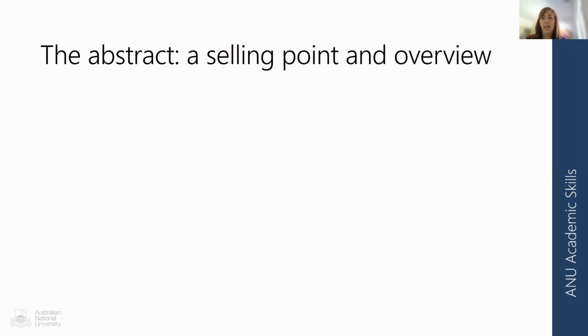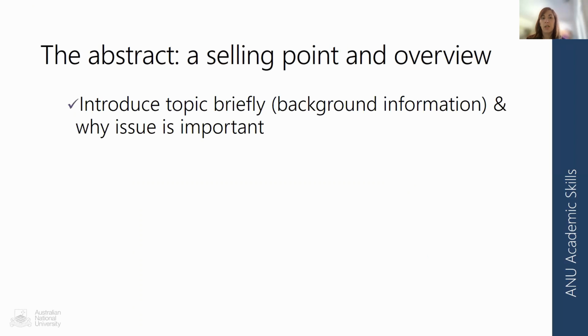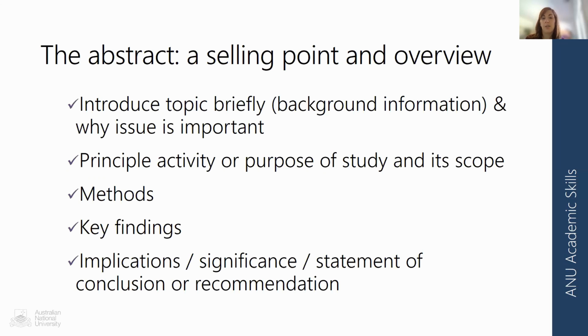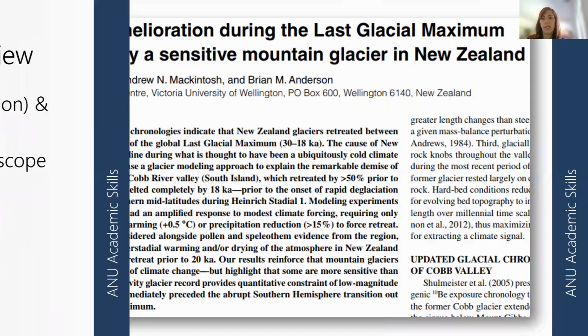And then thinking about that abstract, like we talked about before, you're going to introduce that context, that background information, the issue, why it's important, what the problem is, the principal activity, purpose of the study, and its scope. And then that leads on to the methods, your key findings, and the implications, significance. So that's what you want to hit when you're thinking about your abstract. I'm sure you guys have written abstracts before, but when we're thinking about submitting to a journal, we want to make sure we've got it all covered and get back to those basics as well.